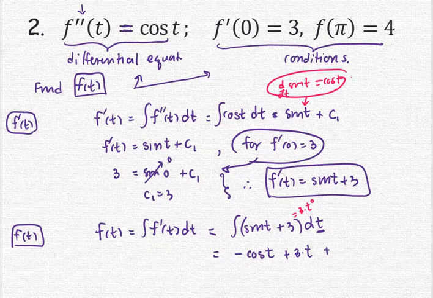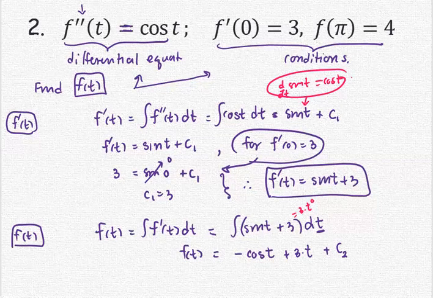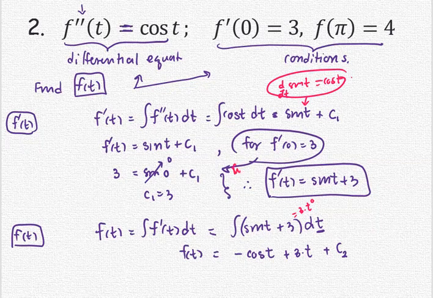After that, we add the constant of integration, or the arbitrary constant, after the second round of antiderivative. Now we use the notation c2. So f of t is now in the form of negative cosine t plus 3t plus c2. We're going to find c2. In the previous step, we found c1. So next, find c2 using the condition that f at pi equals 4.